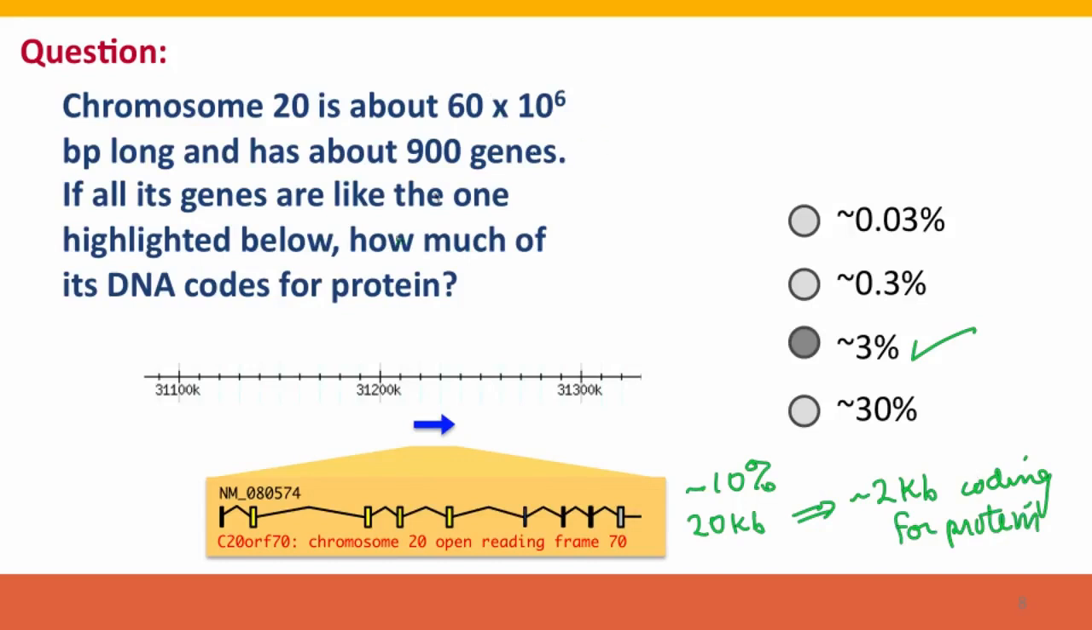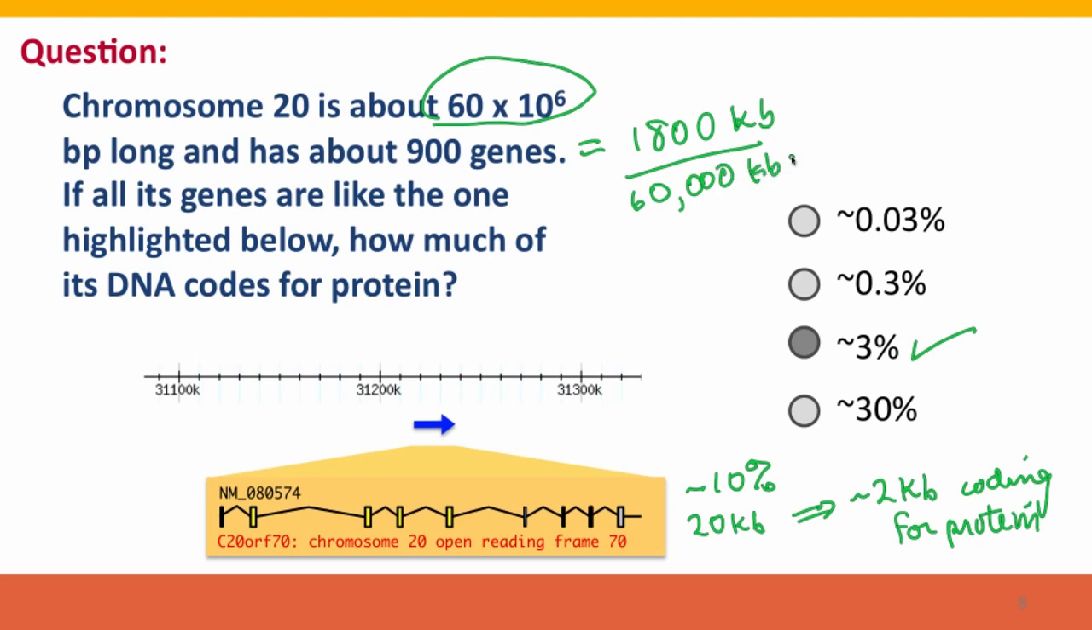There's about 900 genes on the chromosome, and if they're all like this one, as we're assuming, that means there's about 1,800 kb, 1.8 million base pairs on this chromosome code for protein. But the chromosome itself is 60 million base pairs, which is 60,000 kb, and that means that about 3% codes for protein.